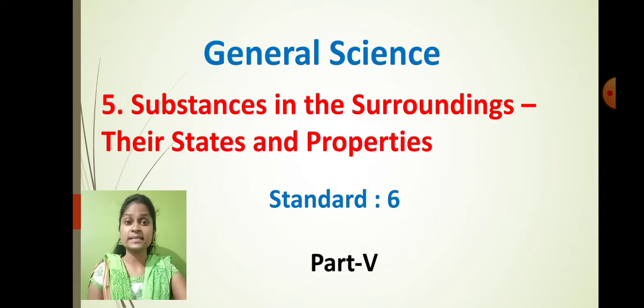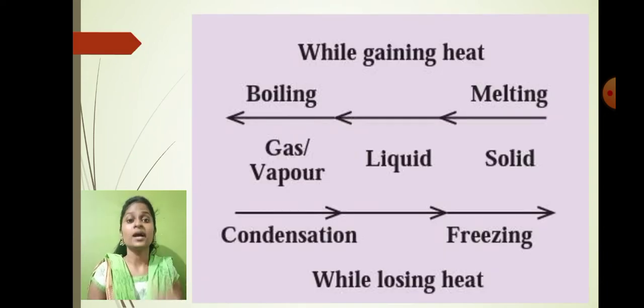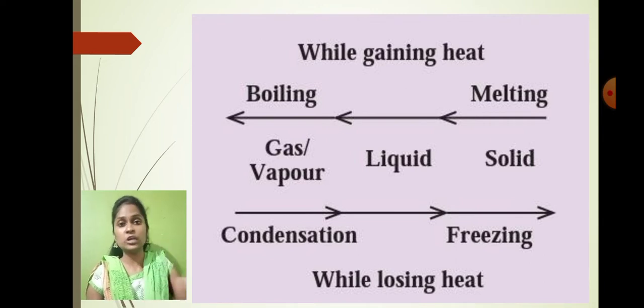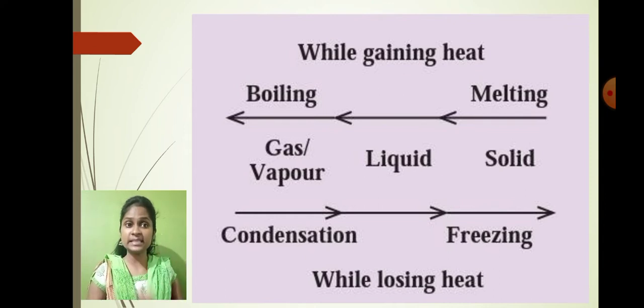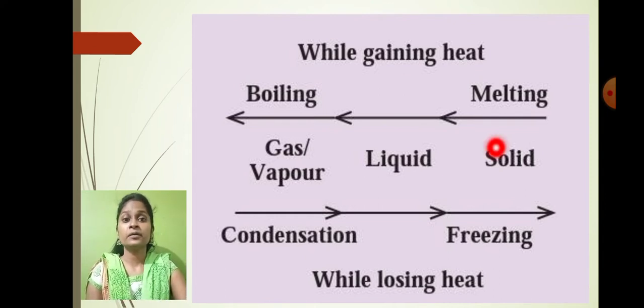So students, in this chapter we have seen how exactly the substances change their states after they gain heat or after they lose heat. Here you can see that when we provide heat to the solid substance, the solid substance gets converted into the liquid. When a solid gets converted into a liquid, this is called what? Melting. This process is called melting.